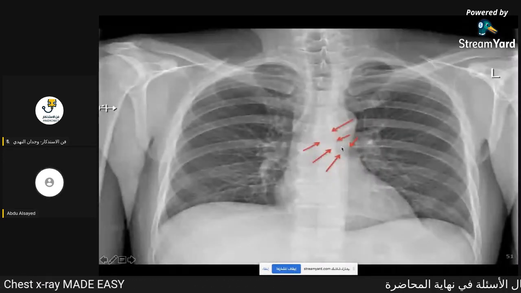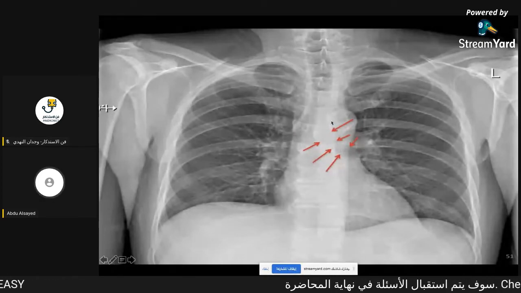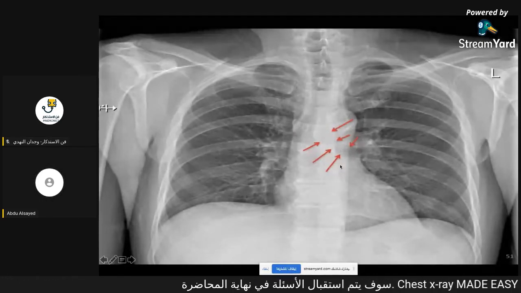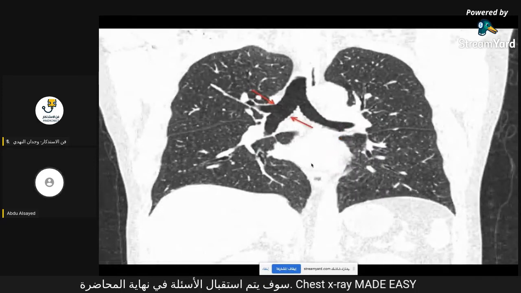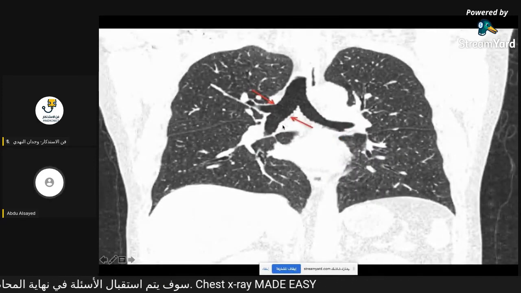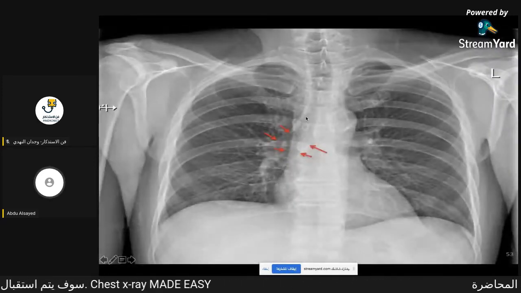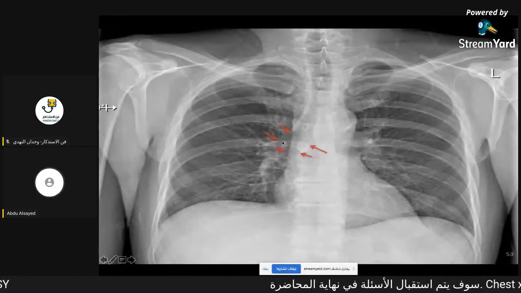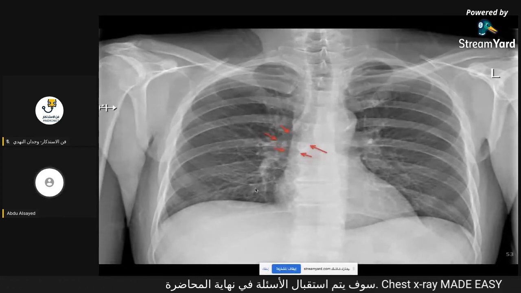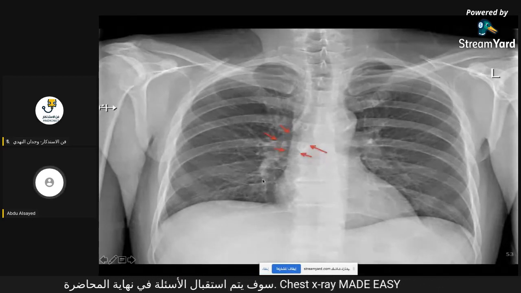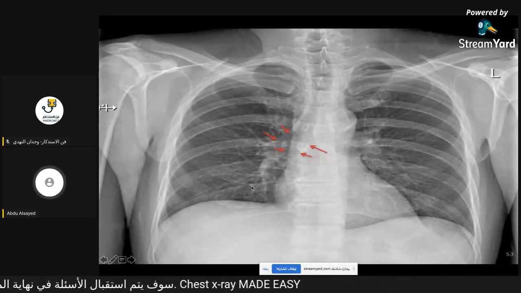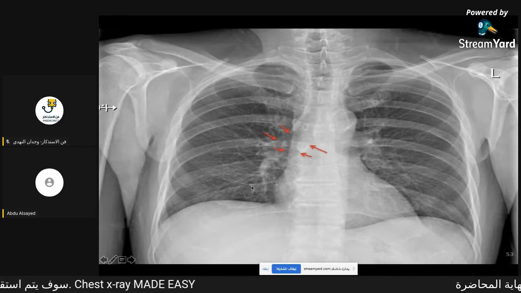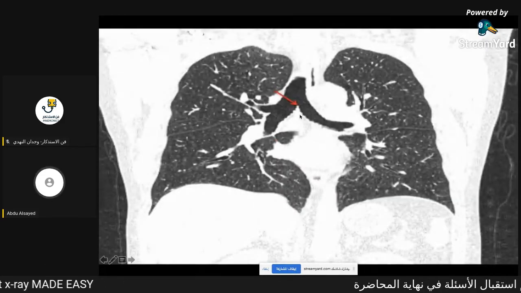Here also we can inspect the right main bronchus, which is more vertical. For that, the most common area to have aspiration pneumonia is the right lower area. This is the carina, which is the bifurcation of the right and left main bronchus, and we can inspect it here sometimes if you have a good quality chest X-ray.